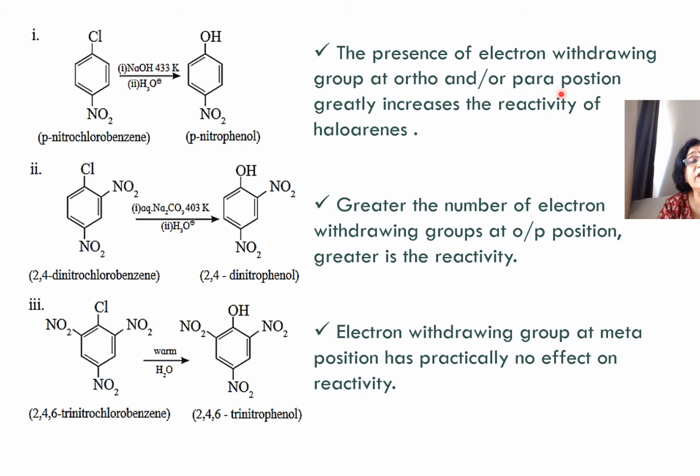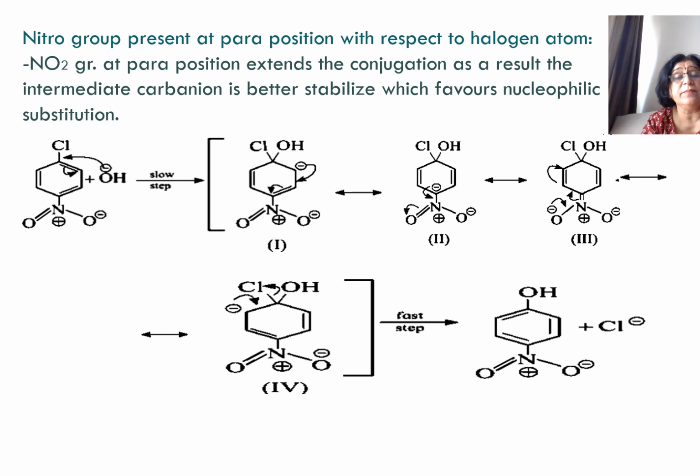So the presence of electron withdrawing groups at ortho and para position increases the reactivity of haloarenes. The greater the number of these withdrawing groups at ortho and para positions, the greater the reactivity. But let me tell you that an electron withdrawing group at the meta position has practically no effect on the reactivity. Now let's see how the nitro group increases the reactivity.